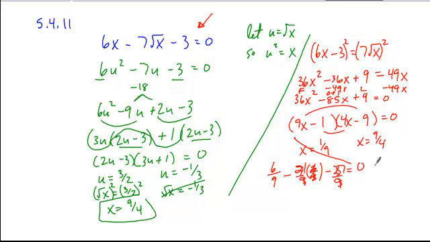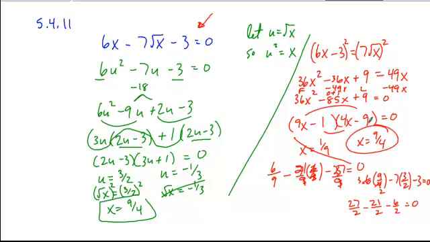Do the same thing with 9/4. We have 6 times 9/4 minus 7 times the square root of 9/4, which is 3 halves, minus 3, and test, is that equal to 0? When we test that here, 2 goes into 4 twice, 2 goes into 6 3 times, so we have 27 halves minus 21 halves minus 3, which is 6 halves, and that does equal 0. So we see that 9/4 will work.